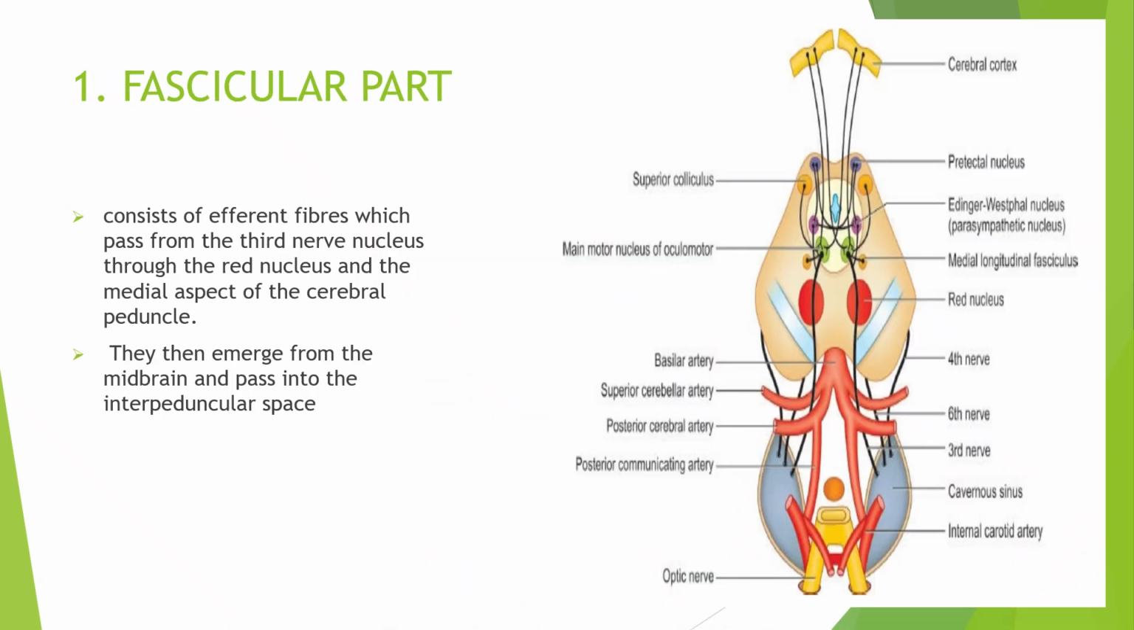Now the fascicular part consists of the efferent fibers which pass from the third nerve nucleus, the green one, through the red nucleus, and the medial aspect of the cerebral peduncle. Then they emerge from the midbrain and pass into the interpeduncular fossa.